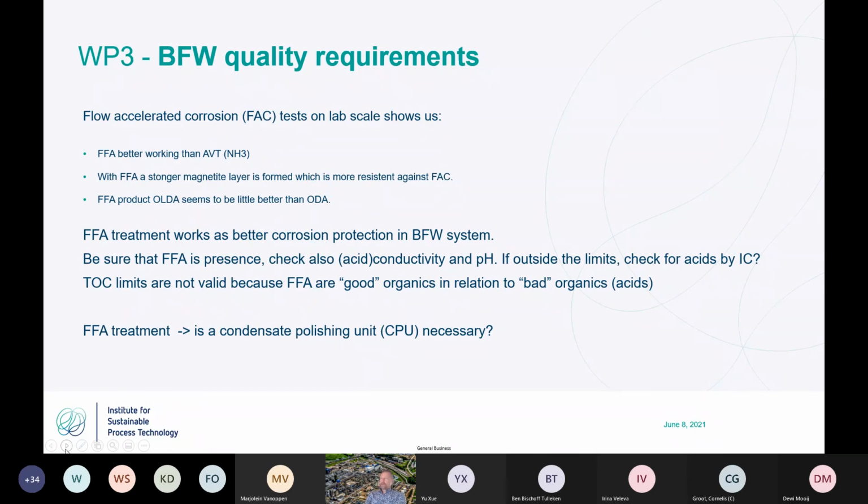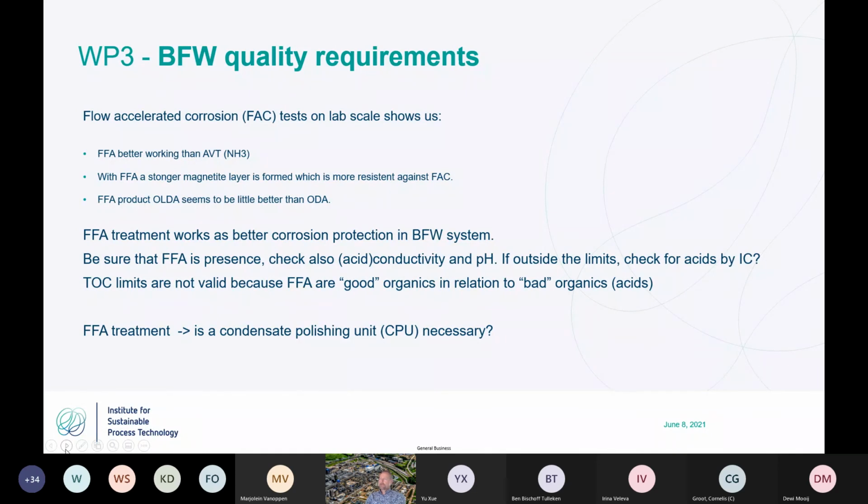Then we have work process 3, boiler feed water quality requirements. Ben did good research in the laboratory on flow accelerated corrosion, and film-forming amines work better than ammonia. With the film-forming amines, you get a stronger and better magnetite layer. Of the different kinds of film-forming amines, the oleyl-based one is at this moment the best that came out. In our system, we use film-forming amines based on oleyl, and it gives better corrosion protection in the lab test results, but also in our boiler feed water system.